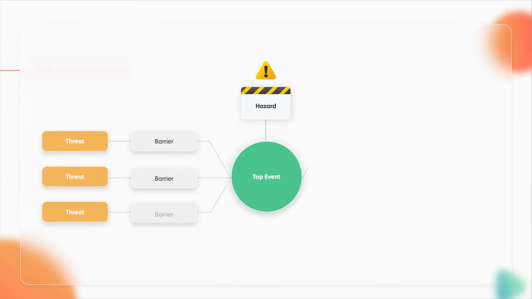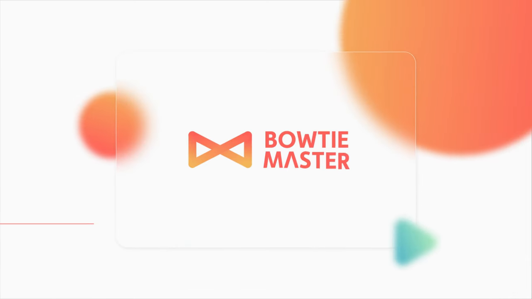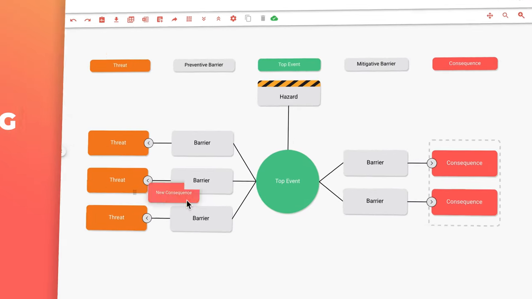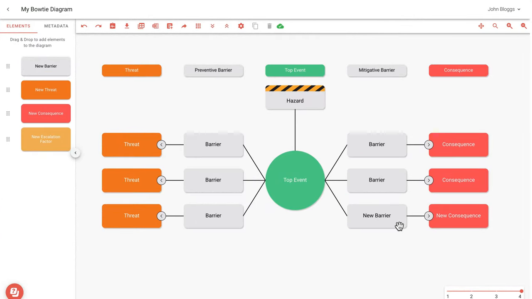Seeing the big picture of risks can help prevent incidents. Bowtie diagrams help you do exactly that. And with Bowtie Master, building bowtie diagrams is easy. Simply drag and drop each element to visualize your risks and the severity of the consequences.